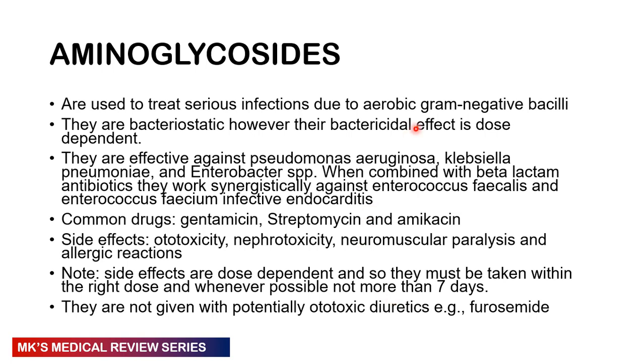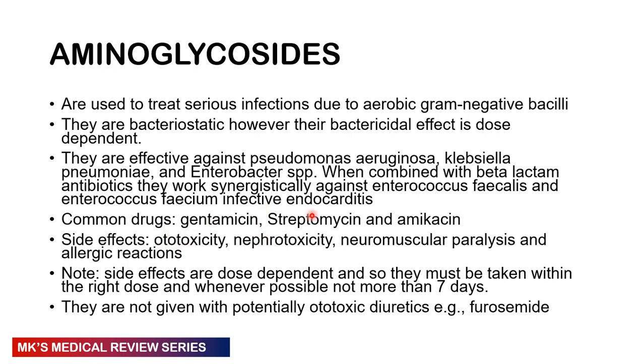Remember that when you get a Pseudomonas infection, it will give you this greenish discoloration. So when you see this greenish discoloration, you should add at least an aminoglycoside to your regimen. Then you may have Klebsiella pneumoniae and Enterobacter species. When they are combined with beta-lactam antibiotics, they work synergistically against Enterococcus faecalis, Enterococcus faecium, and infective endocarditis. Some common drugs include gentamicin, streptomycin, and amikacin.